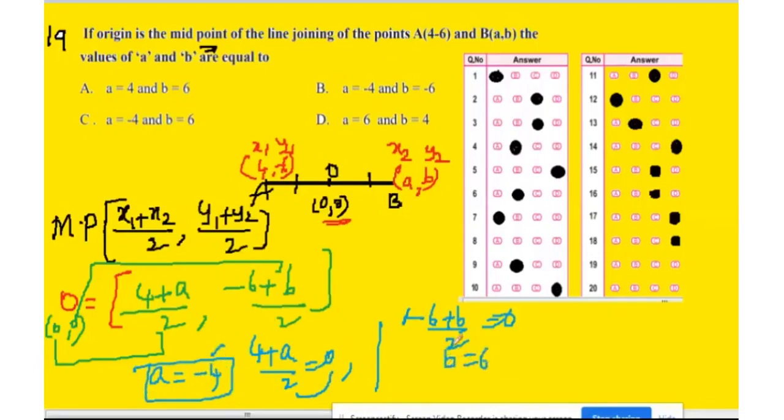And B is equal to 6. 2 times 0 is 0. Minus 6 goes to the other side and will become plus 6. The correct option for this question is C. A is equal to minus 4 and B is equal to 6. I am going to shade option C for 19th question.